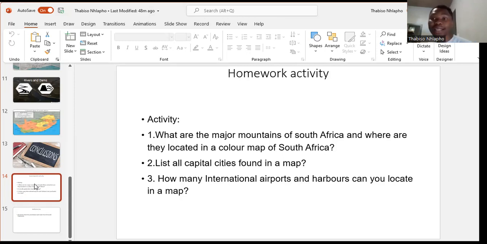I have discussed this, guys. So I expect everybody to get a total here to get excellent marks. Now the last question will be, how many international airports and harbors can you locate on a map? We also discussed this. So I prefer that every one of you will do wonders, as these things are likely to appear on your exams. I hope you all understood.